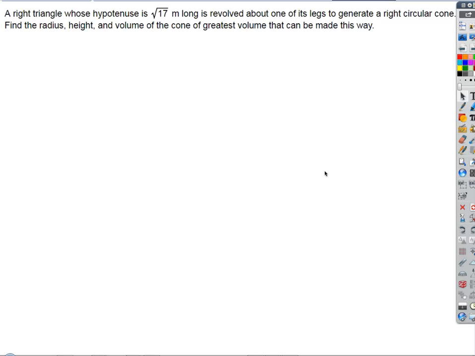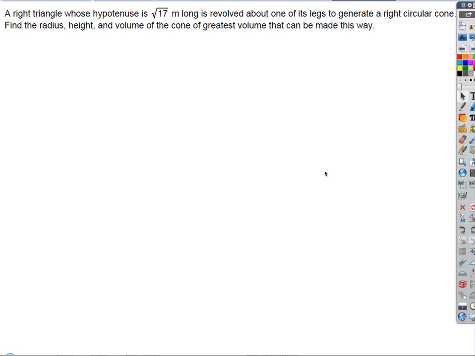So a right triangle whose hypotenuse is the square root of 17 is revolved about one of its legs to generate a right circular cone. Find the radius, height, and volume of the cone of greatest volume that can be made this way. So you get what they're doing?